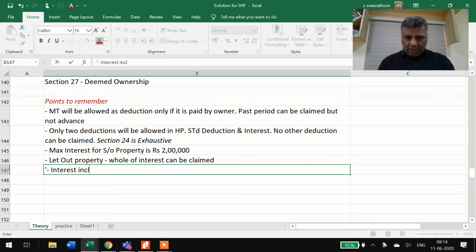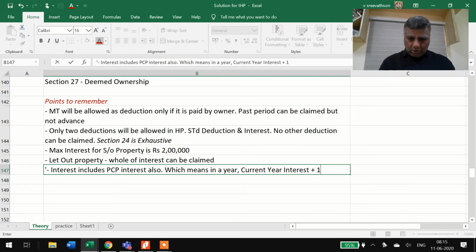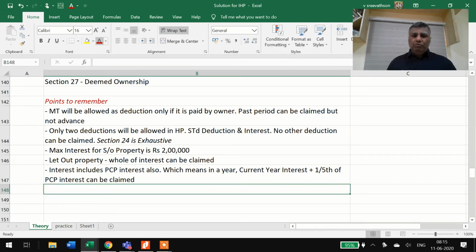Interest includes PCP interest also, which means in a year, the current year interest plus 1/5 of PCP interest can be claimed.